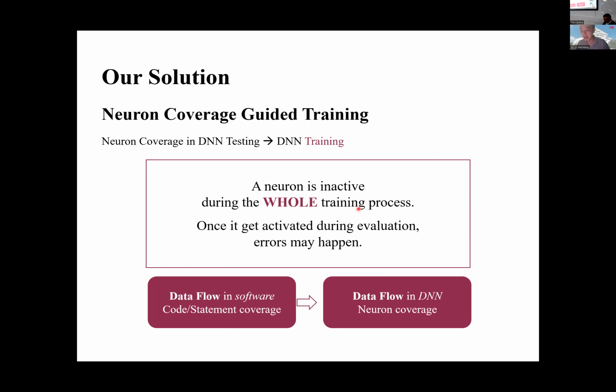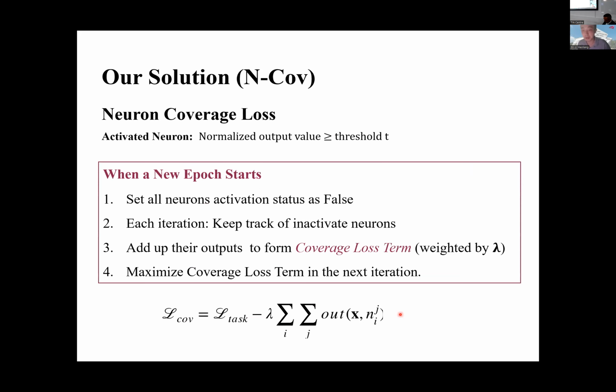So the key idea is that we want to apply the data flow in software and the code statement coverage to the data flow in the DNN neuron coverage. So here is what we do. We want to apply the concept of activating neurons, defined based on the normalized output value, because for different kinds of tasks the magnitude of the output could be different. So we use the normalized output value, and then we have the predefined parameter t, which is used as the threshold. So here is the pipeline, based on a single epoch.